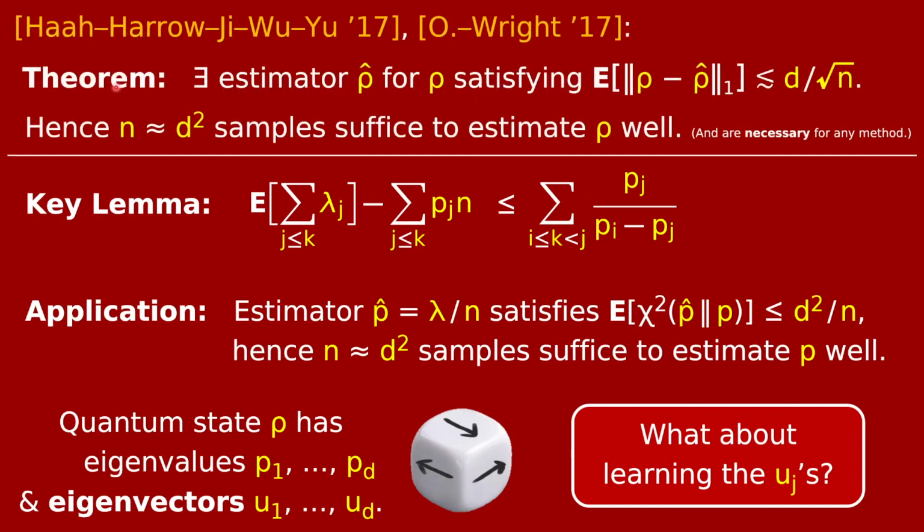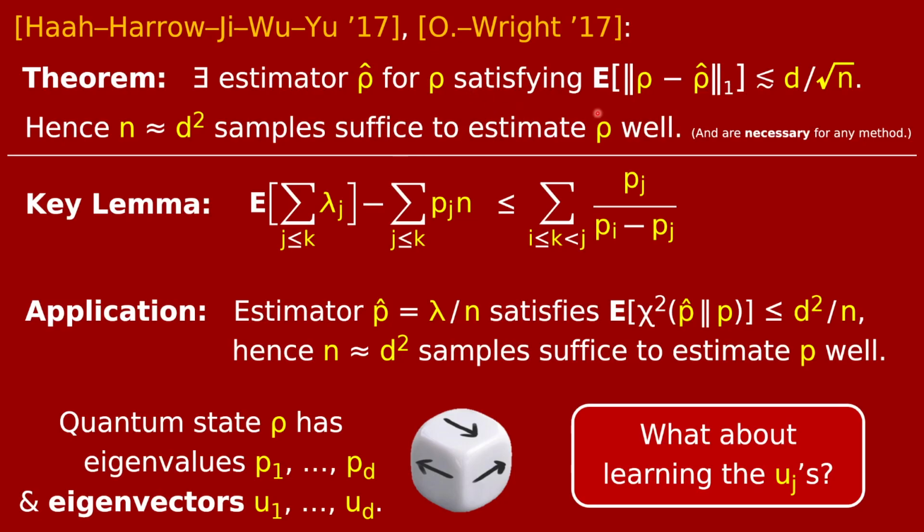So the main theorem here, first proved by Haah, Harrow, Ji, Wu, and Yu, and proven in alternate form by John Wright and me, is that there is an algorithm, an estimator, that produces an estimate of the whole quantum state, rho hat call it, which is close in an appropriate distance called trace distance to the unknown quantum die rho, with error that's somewhere around d over square root n. And if you want this to be small, then again, n just needs to be quadratic in d. So it says that once you have quadratic in d many samples, not only can you estimate the eigenvalues well, but you can even estimate the entire quantum state, including the eigenvectors, very well.